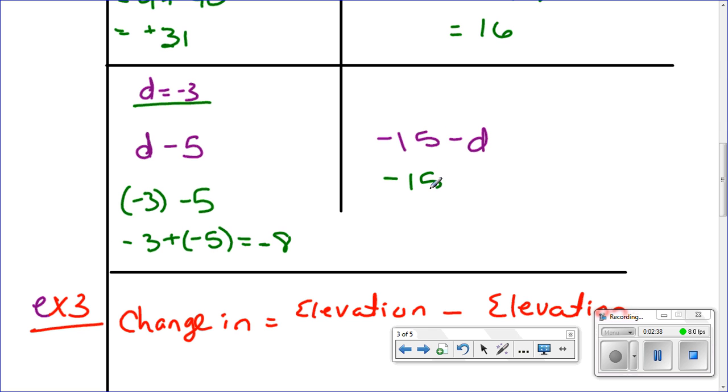Let's do another one. Negative 15 minus a negative 3. This will be negative 15 plus a positive 3. Opposite signs, we subtract. The bigger number is a negative, so our answer is a negative.